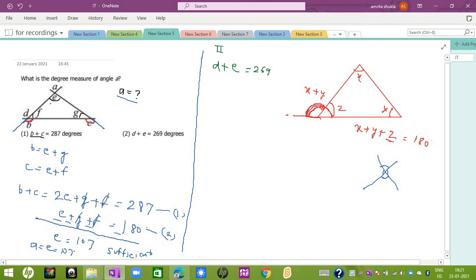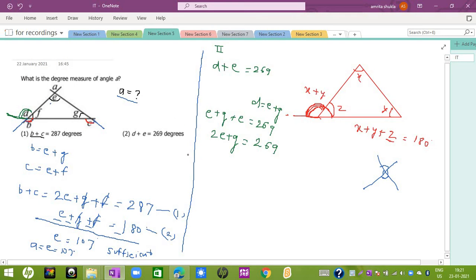Fine. So what is D? If you look at this D, how are you getting this D? By extending this side. You're extending this side, and that's how you're getting D. So clearly D is equal to E plus G, right? So let me replace D with E plus G over there. So you will get E plus G plus E is equal to 269, or you will get 2E plus G is equal to 269, right?